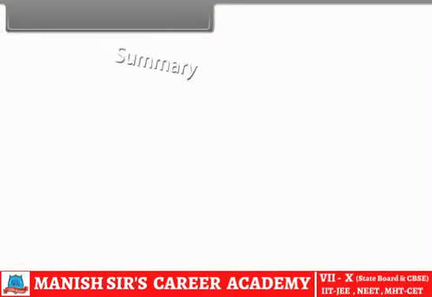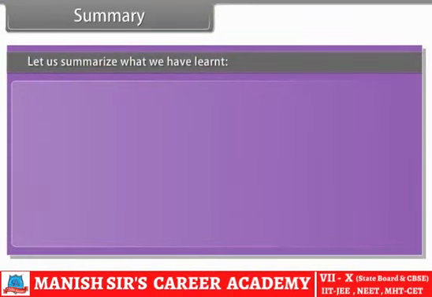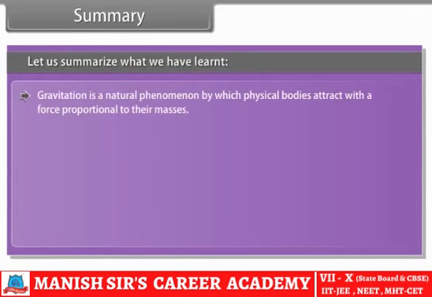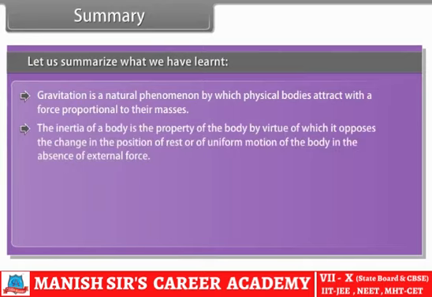Summary. Let us summarize what we have learned. Gravitation is a natural phenomenon by which physical bodies attract with a force proportional to their masses. The inertia of a body is the property of the body by virtue of which it opposes the change in the position of rest or of uniform motion of the body in the absence of external force.